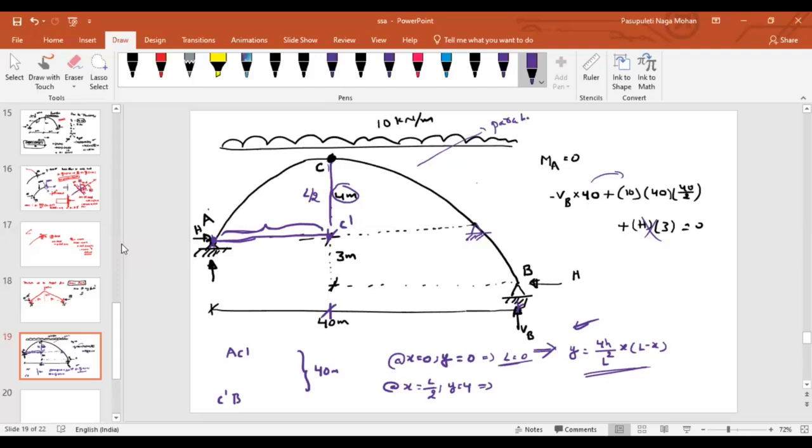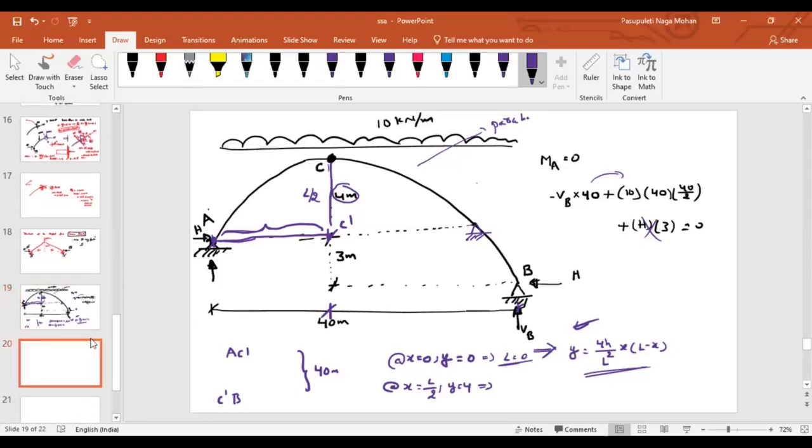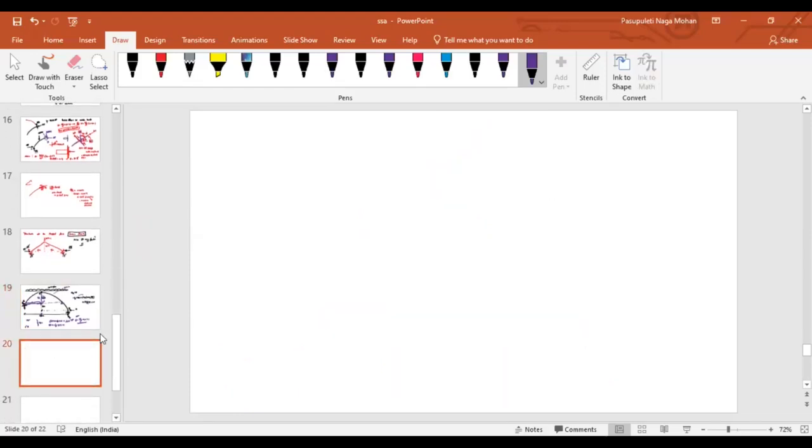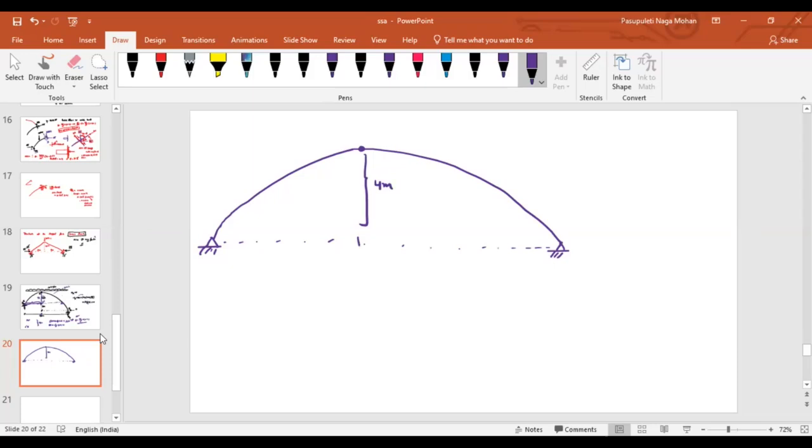In this case, yeah. Now, let me tell you one thing. Imagine this is your arch, okay? And let us say this is your point P. In this case, the rise is equal to 4 meter. And from here to here, how much will it be? This is L by 2. Obviously, this is L by 2.